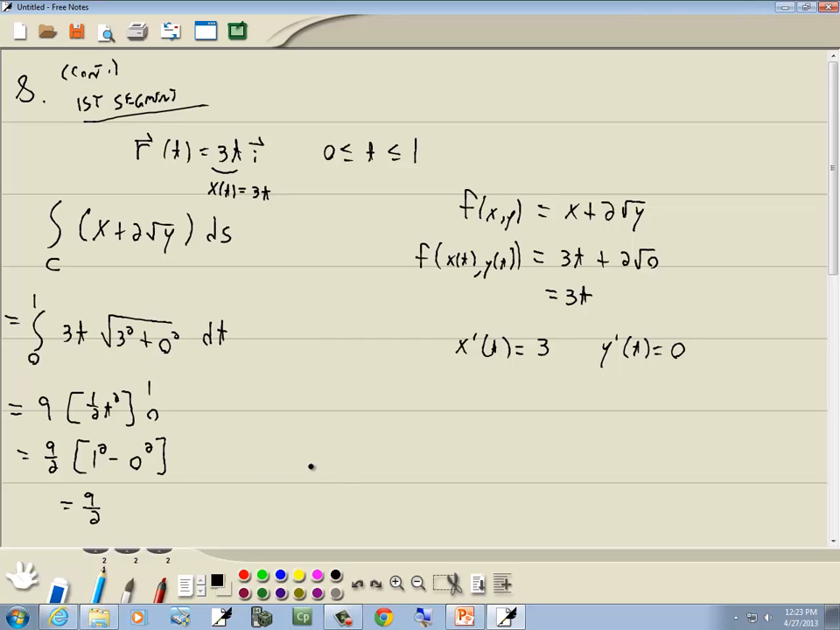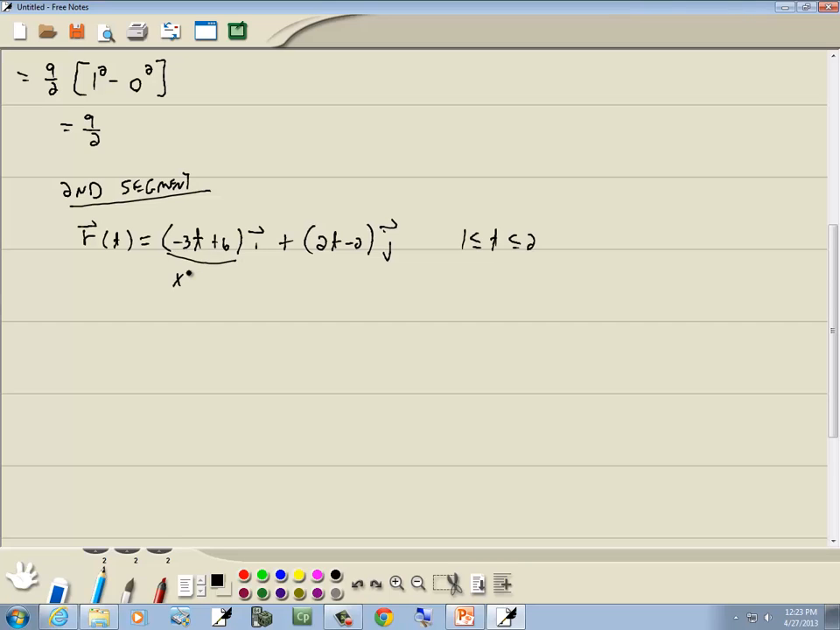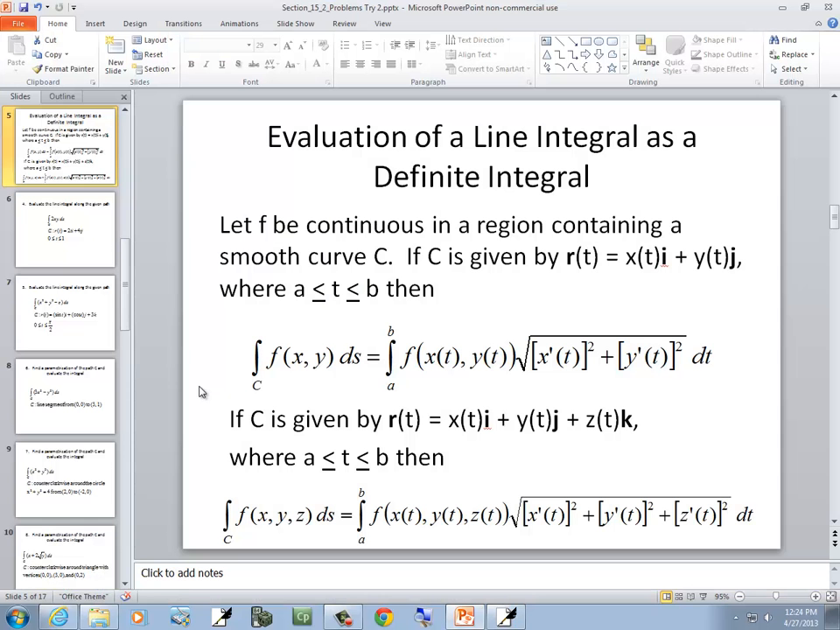And let's look at our second segment. Excuse me. Our second segment was r of t is equal to negative 3t plus 6i. Oh boy, I got the hiccups. Plus 2t minus 2j from 1 to 2. Well, this right here is our x of t, and this right here is our y of t. Back to our formula.